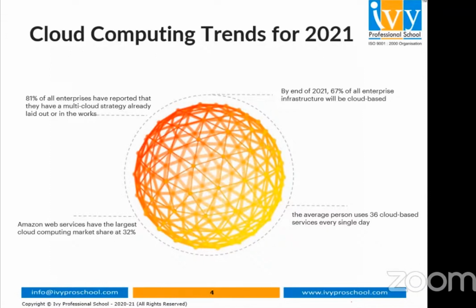Now, this is a very micro example. From a macro example, right? So I've just tried to put down the numbers. 81%, right? So 4 out of 5 companies have reported that they have a multi-cloud strategy laid out. So 4 out of 5 companies have a cloud strategy in place, right? By the end of 2021, 67% of all enterprises will be cloud-based. And those which are not, they are left behind.